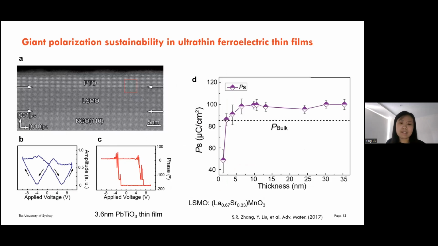According to our result on the bismuth ferrite and lead titanate interface, we have designed a ferroelectric and electrode interface that is more important for electronic devices application. And we also found that PTO shows very high polarization, and even for the 3 unit cell PTO, the polarization is very high.